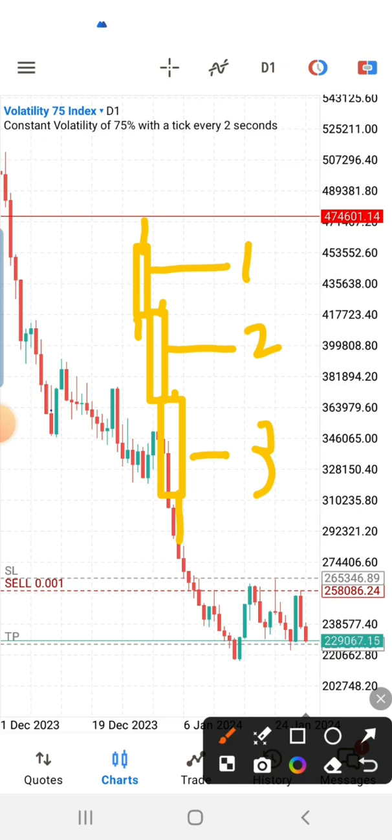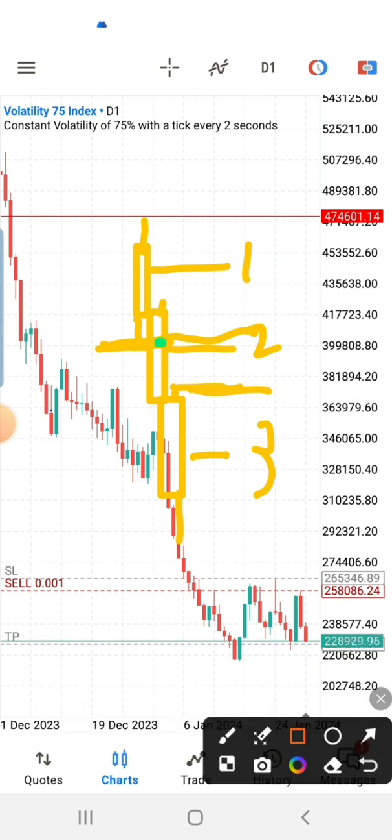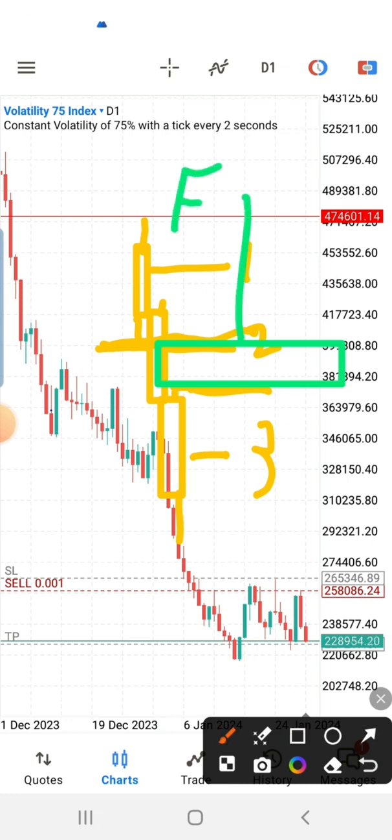If you look at this wick, you can see where the wick of the first one ended here. And the wick of the third candle, look at where it ended here. So between this zone, from the wick of the first to the wick of the third, there is no retracement at that point. So that is called the fair value gap.